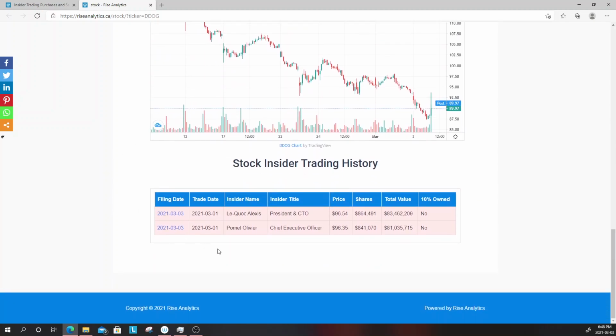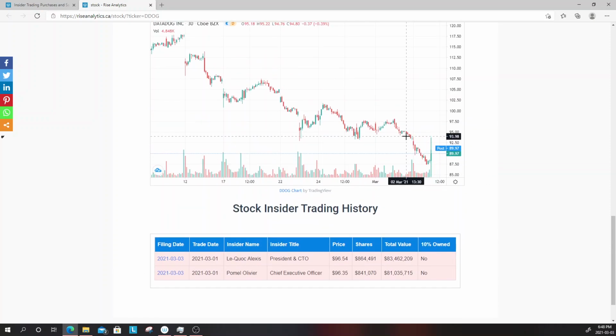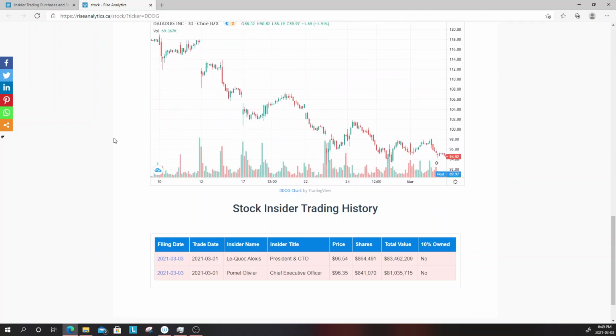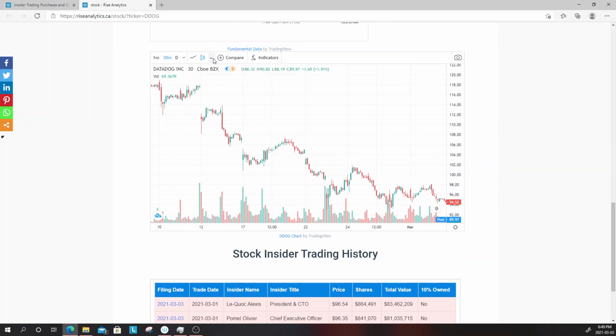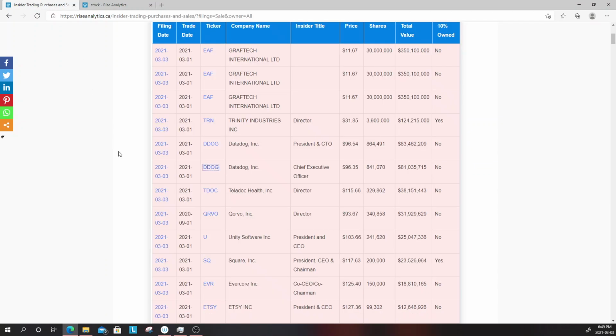Here we can see the insider name, president, chief technology officer, and the CEO sold the stock at $96, and we can easily see that the price was going up, but the price is right now 89. So he sold, and it seems like he did make a good deal, but we can really see the pattern that the stock is going down.